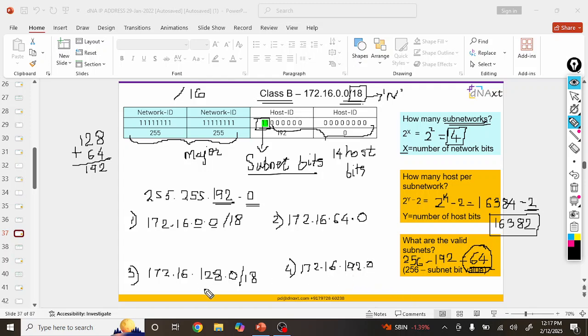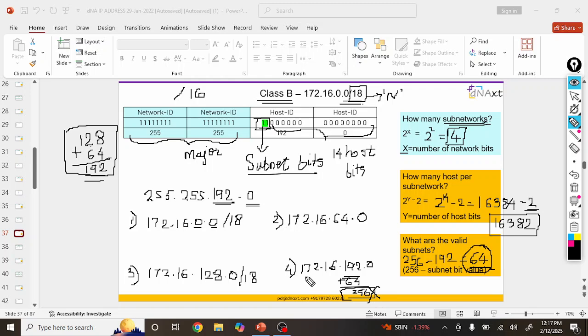OK, when you add 64 into 128, you get 192. If you add 64 to this, you will get 256, which is not a valid number while writing your IP addresses.